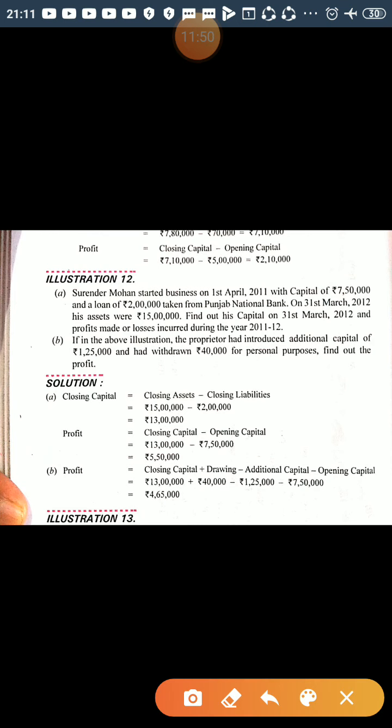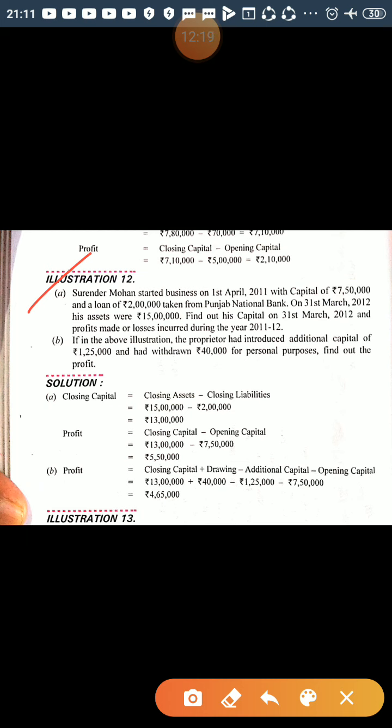One more question. Surendra Mohan started business on 1st April 2011 with a capital of 7,50,000 and a loan of rupees 2 lakh taken from Punjab National Bank. On 31st March 2012, his assets were 15 lakh. Find out his capital on 31st March 2012 and profit made or losses incurred during the year 2011-12.